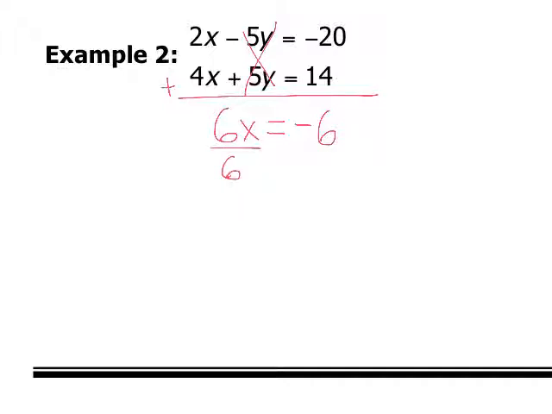So I solve what's left. I've made something that's a lot more simple now, right? 6x equals negative 6. That doesn't look that bad. So now I solve down what's left, and I have x equals negative 1. That's half of my answer. Now I need the other half.